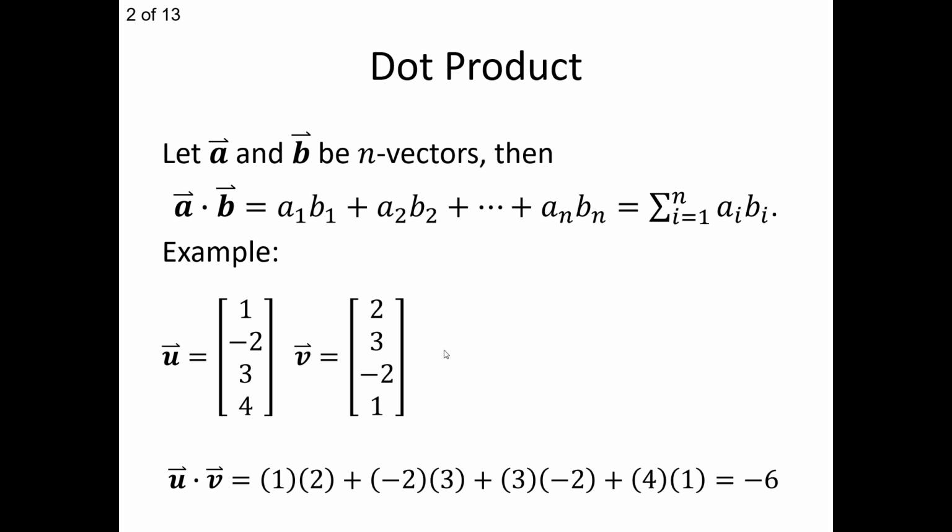So an example down below, we have two vectors u and v. They're both the same size n vectors, so they're both 4 vectors, which means if you take a look at how this unfolds, I'm going to multiply each of the first row elements, so 1 times 2, and then my next row elements, -2 times 3, third row elements, 3 times -2, and fourth row elements, 4 times 1. And I add all those results up, and I get a dot product of those vectors to be -6.